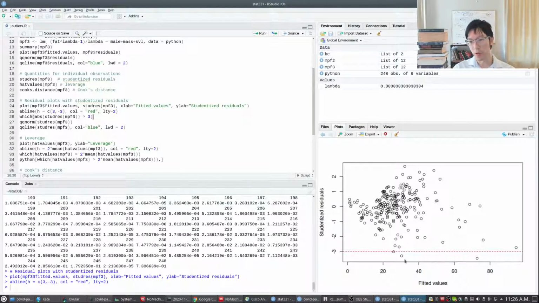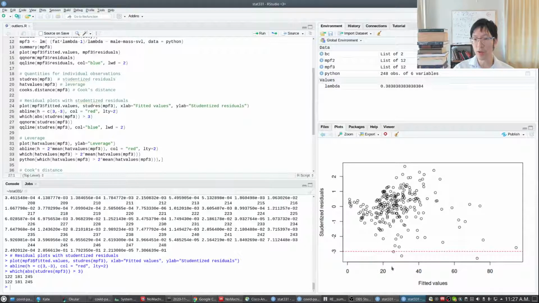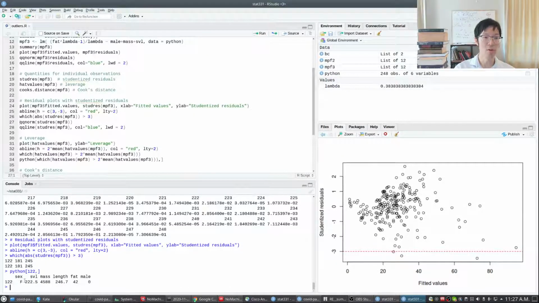So which ones are they? Well, we can use the which command to figure out which index they are. Basically, I'm just taking the absolute value of the studentized residuals from the model and asking which of them have absolute value of d_i greater than 3. That tells me there are 3 of these observations, and so we can take a closer look at them. For instance, if I want to see which one that was, 122, you can actually look at the variables associated with the 122nd observation.